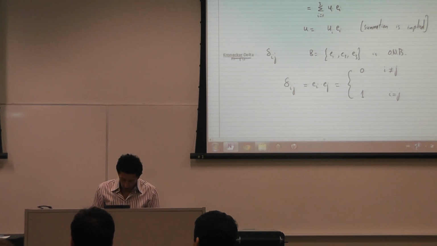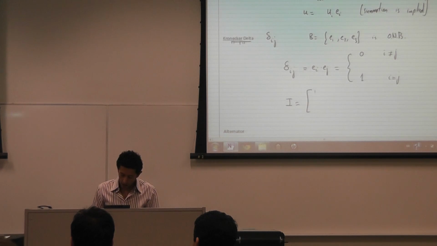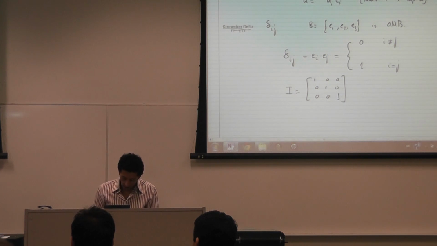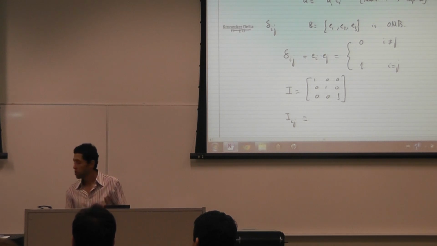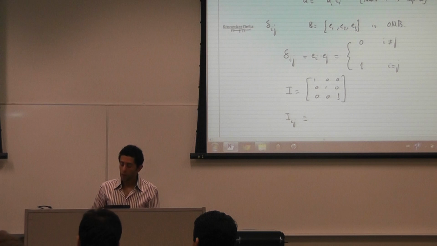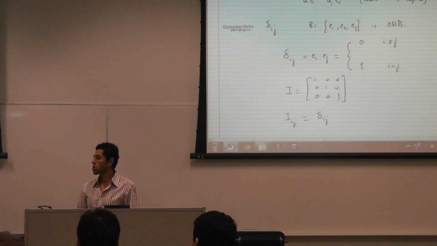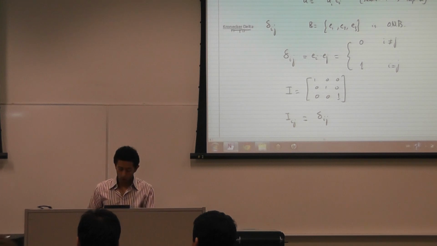So I can write, now I know that the identity matrix in R3 is equal to 1, 0, 0, 0, 1, 0, 0, 0, 1. A general component of I is written Iij. This is the component in the ith row and the jth column, and it is in fact equal to delta ij, because when i is equal to j, I get 1, and when i is not equal to j, I get 0. And this is in fact equal to ei dot ej.